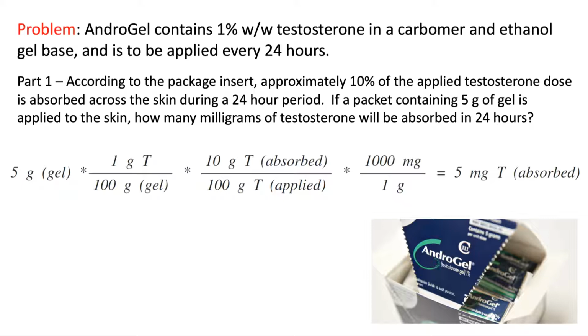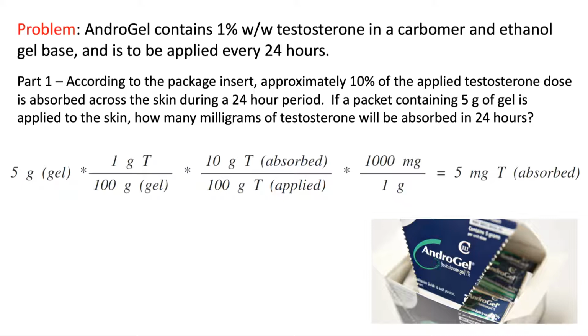testosterone absorbed. And the last part of this question was, well, instead of expressing it in grams, it wanted to know how many milligrams. So let's just multiply now by the fact that there's 1,000 milligrams for every 1 gram. My units of grams cancel, and my last answer unit-wise would be in milligrams of testosterone absorbed.